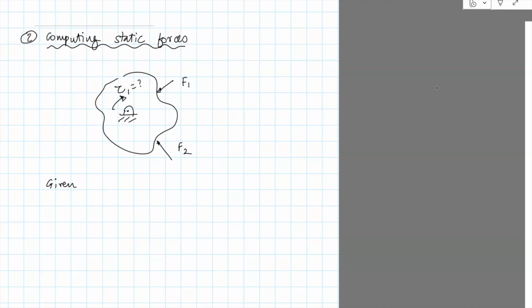So given F's, compute tau 1 to keep the object in static equilibrium.